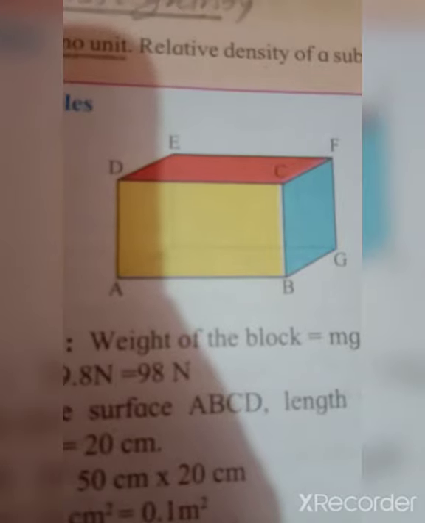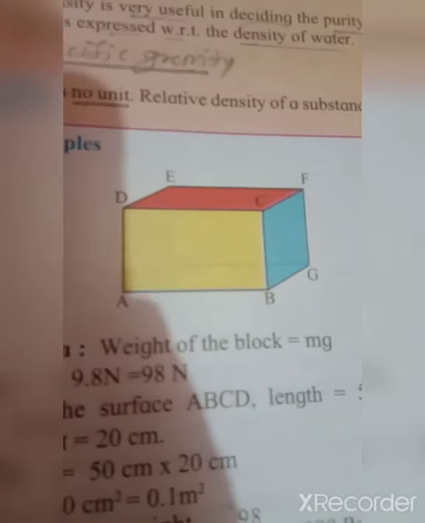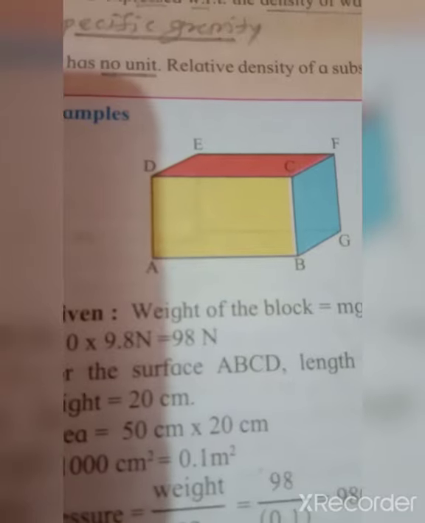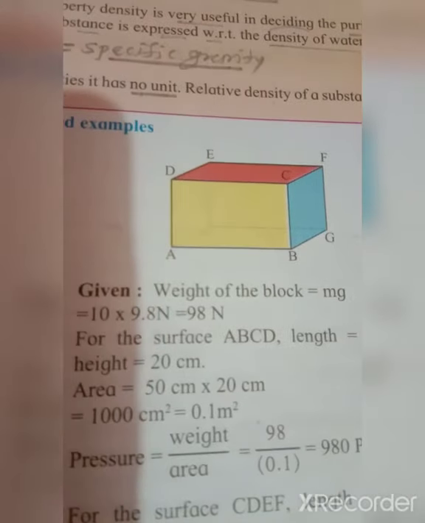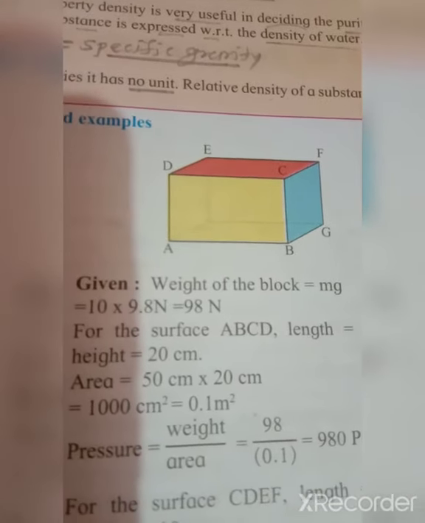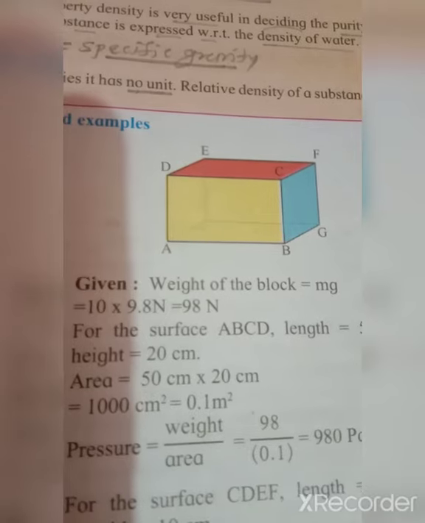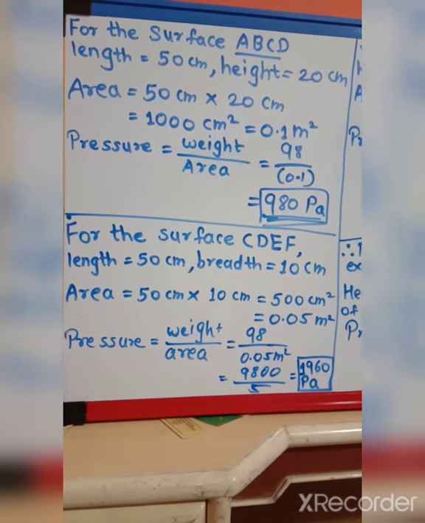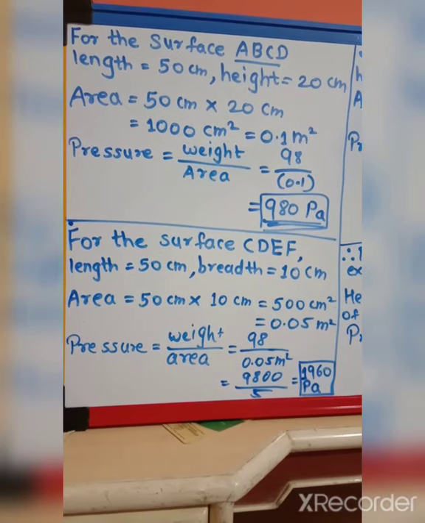You can see over here the ABCD surface, BCFG and CDEF. These are the three dimensions or three surfaces they have given, and which surface area exerts more pressure, that we are going to find out. Let us see first for the surface ABCD.